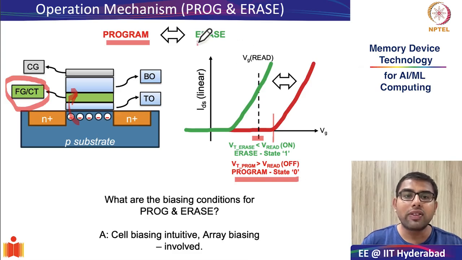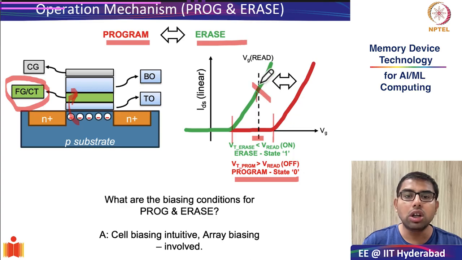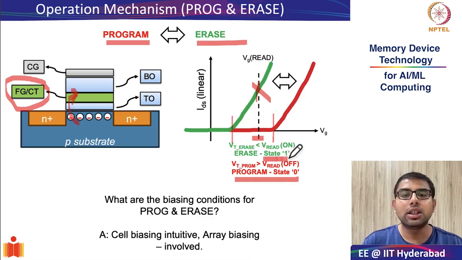Similarly, in erase there are no electrons in the charge storage layer, and therefore the threshold voltage of the transistor is much lower than that in program state. Therefore, the transistor is in on state for the fixed VG read voltage or the reference voltage. As a result, the erase state is also known as state 1 because the transistor is on.